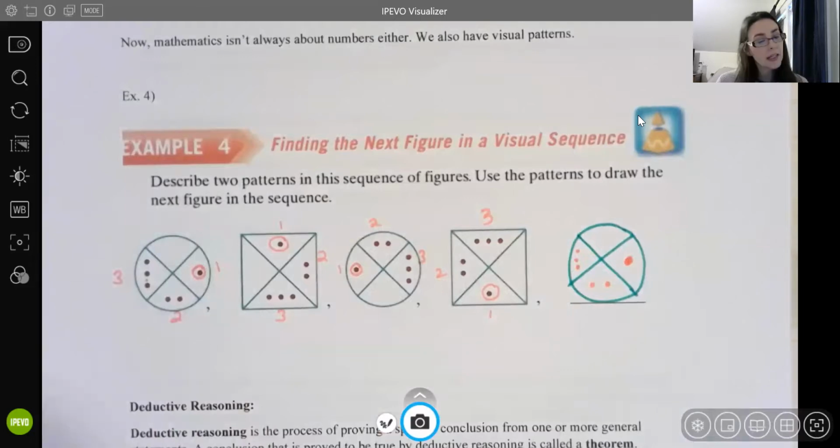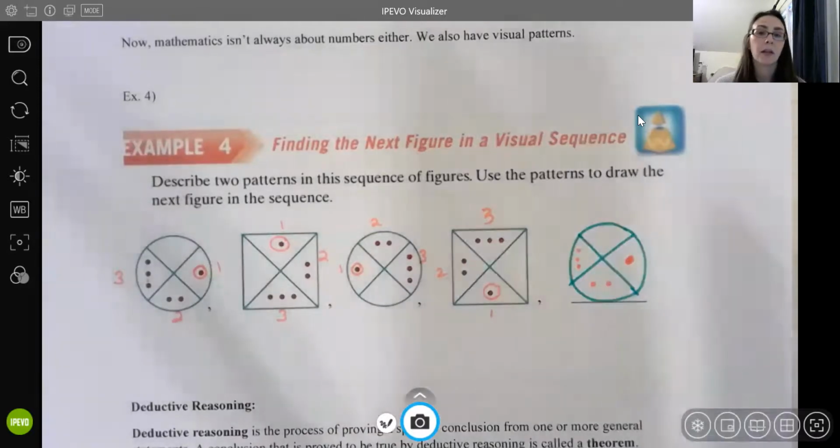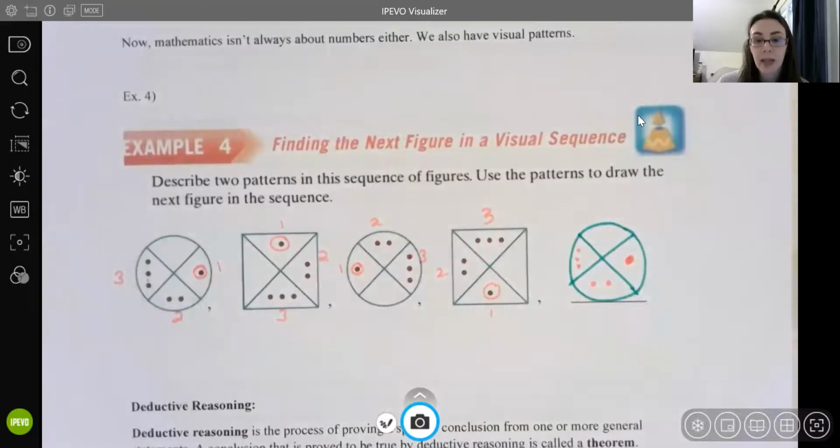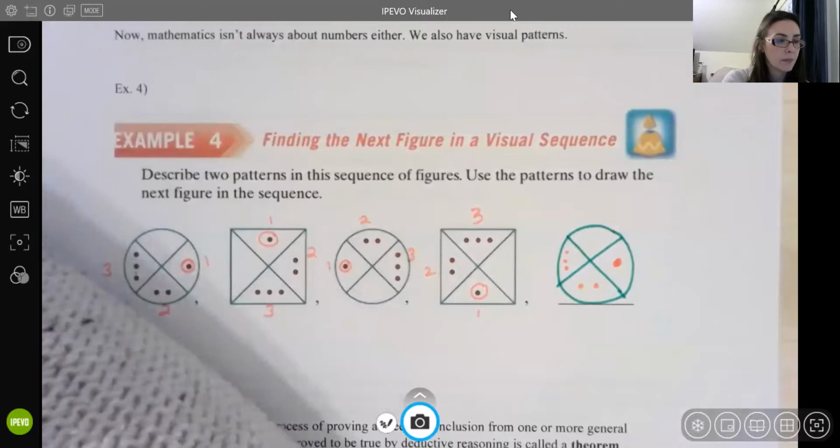Right? So this is inductive reasoning. Inductive reasoning takes specific examples, and then we try to apply a general concept using the specific examples to help us. So we're looking for those patterns.